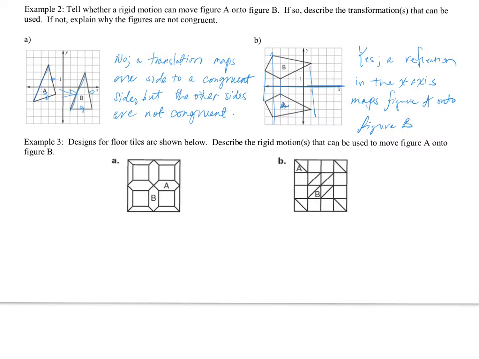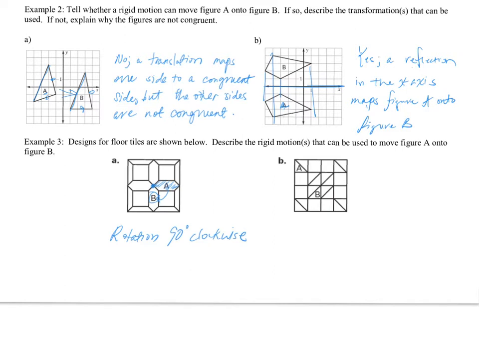Example 3. Designs for floor tiles are shown below. Describe the rigid motions that can be used to move figure A onto figure B. Here we have this figure, and if we have a fixed point, I can rotate it clockwise to get to figure B. So I could say rotation 90 degrees clockwise.